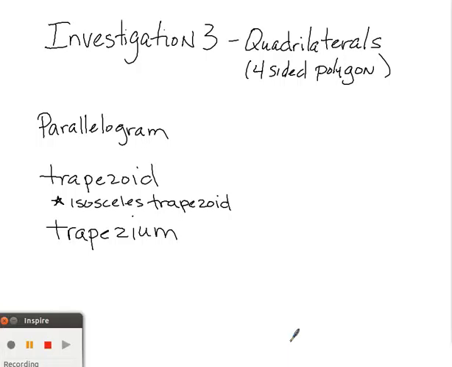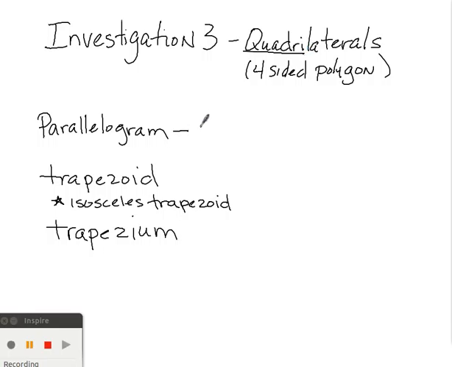Okay, today we are going to do part of Investigation 3 on quadrilaterals. Part of it we do need to finish in class. So we're going to start out by defining quadrilateral, which is a four-sided polygon, the prefix quad meaning four. We're going to go through the definitions of our basic quadrilaterals, which I believe you already know.